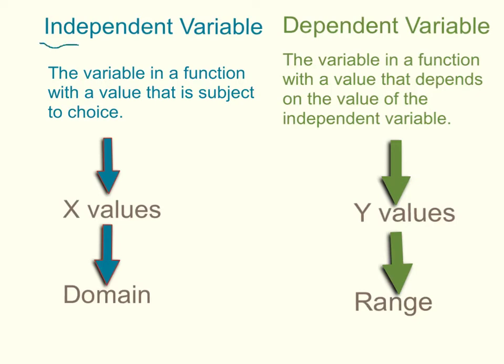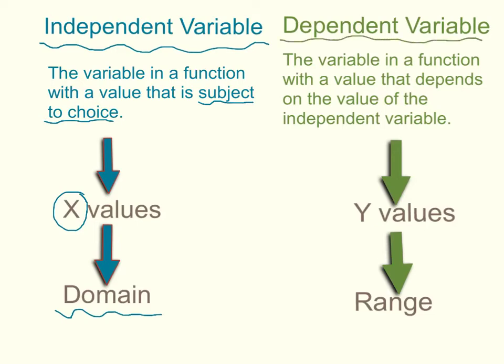The independent variable is the variable in a function that has a value that is subject to choice. And then the independent variable corresponds to x values, which also corresponds to the domain. And now the dependent variable is the variable in a function with a value that depends on the value of the independent variable. So the dependent variable changes depending on the independent variable, and this corresponds to the y values and corresponds to the range of the function.